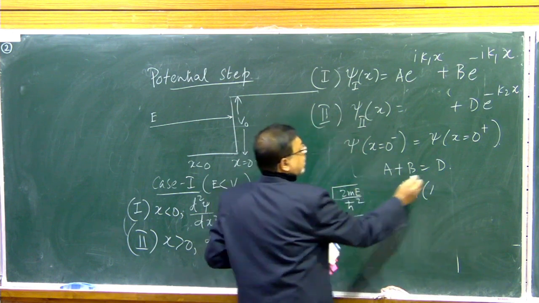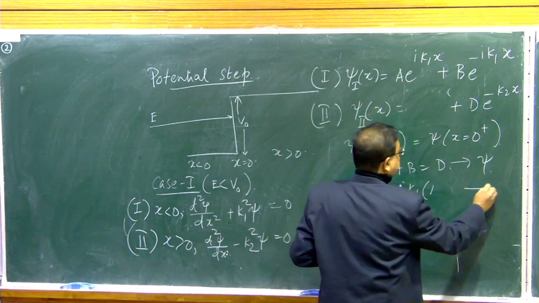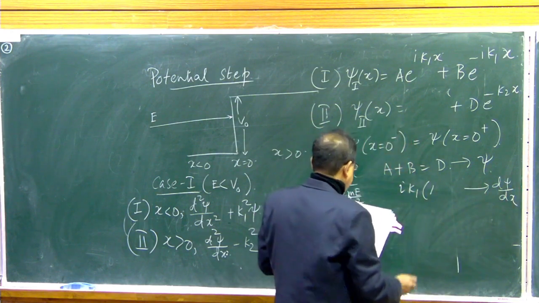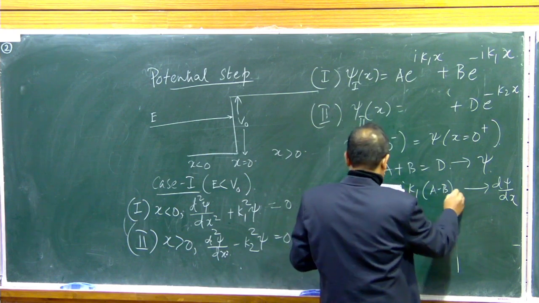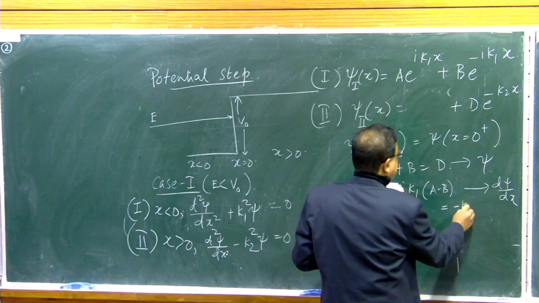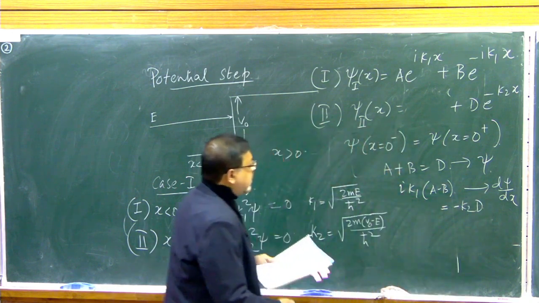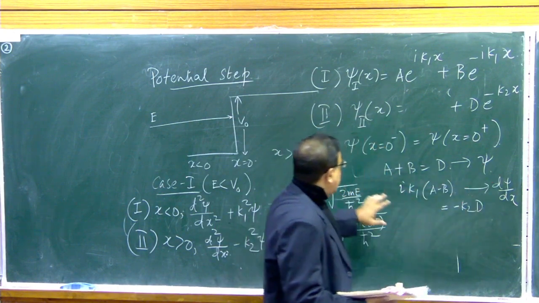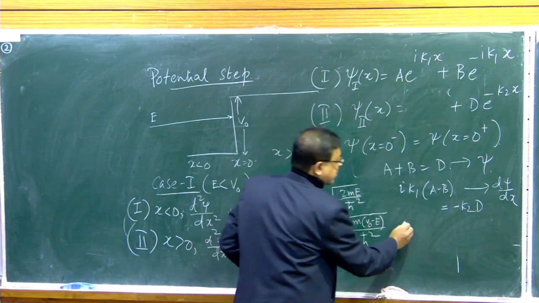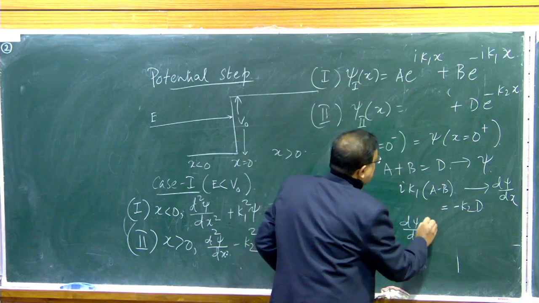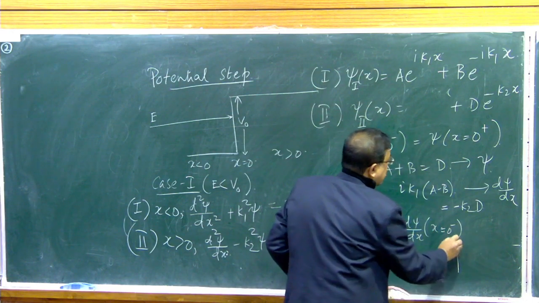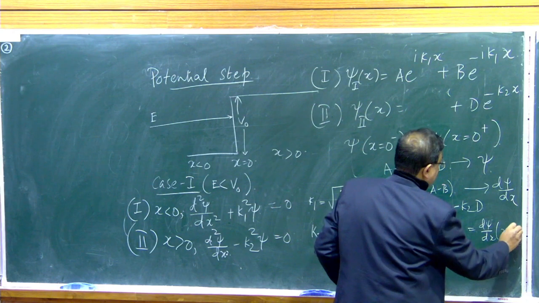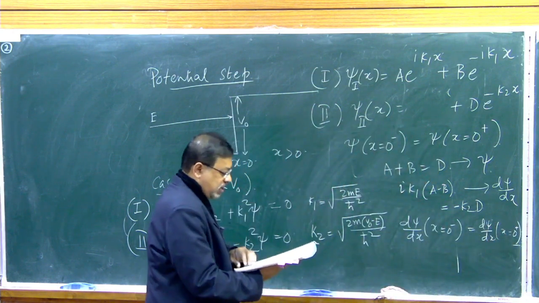So, this is from the continuity of psi, and this is from the continuity of d psi dx. That is, I calculate d psi dx and do this, and this is equal to a minus b, which is equal to minus k2 d. Okay. So, these are the two equations that I get from the continuity of psi and the continuity of d psi dx, which is like saying that d psi dx at x equal to 0 minus is equal to d psi dx at x equal to 0 plus. Okay. So, that is your thing.